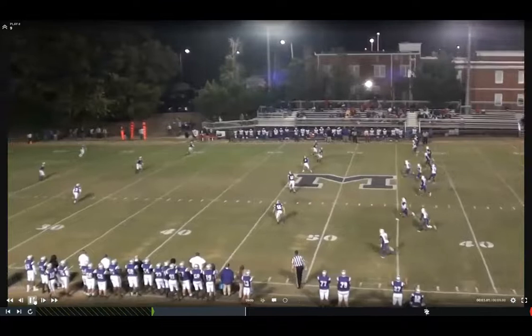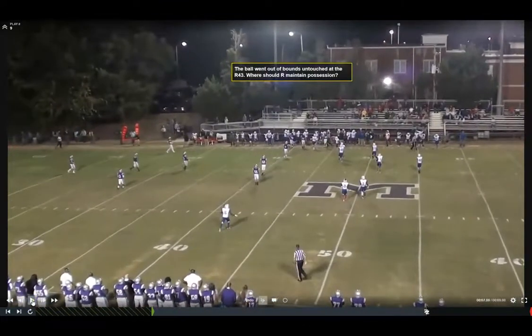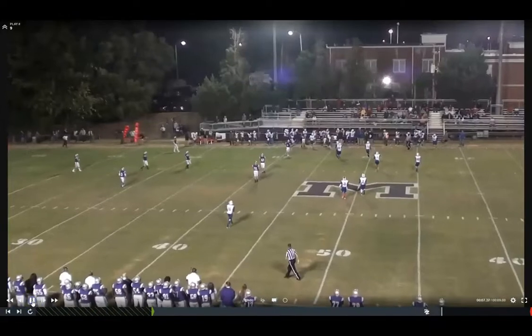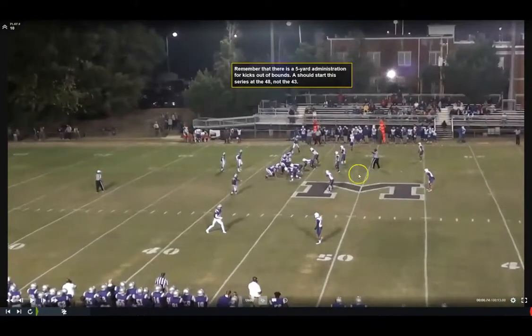All right, we have another kickoff in the same game. And as you can see, this kickoff ball's out of bounds and went out at the 43 untouched by R. So the question is, where would R receive possession of this ball, or what are their options on this play? You're going to see where the ball is snapped from. So we have a 5-yard administration, should be on kicks that are out of bounds. So they can add this 5 yards.